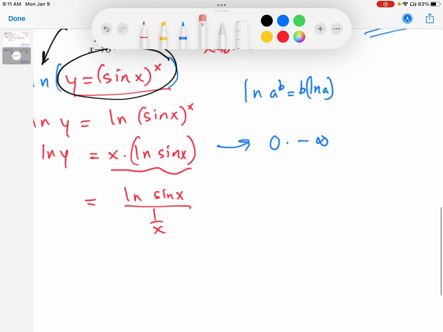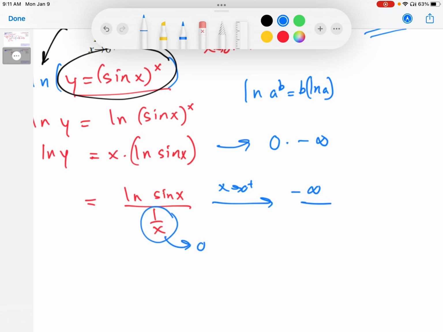And why would we do that? Well, because check out what happens now. As x goes to 0 from the right, the numerator still goes to negative infinity, right? Sine of 0 is 0, ln of 0 is negative infinity. So the numerator goes to minus infinity. The denominator, well, as x goes to 0 from the right, 1 over 0 from the right is positive infinity. So the denominator goes to infinity. So we now have an honest-to-goodness indeterminate form that L'Hopital's rule can handle, right?